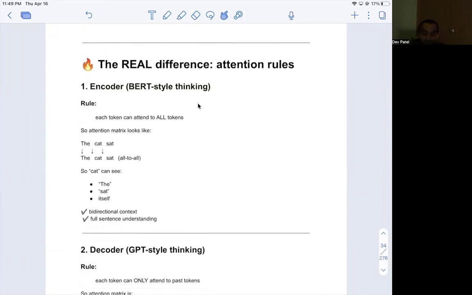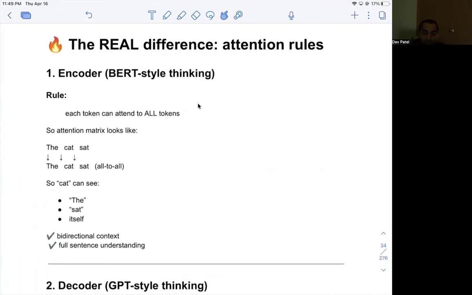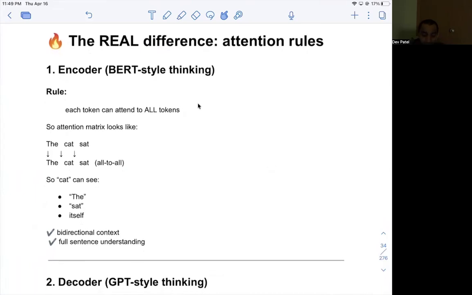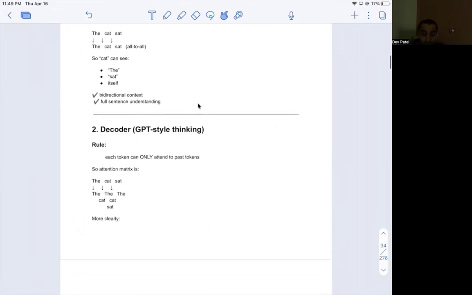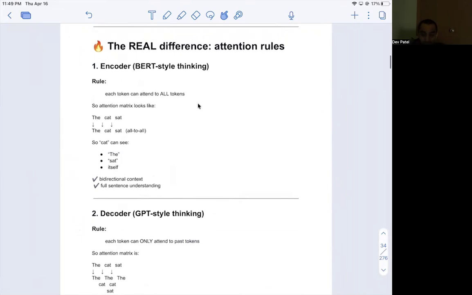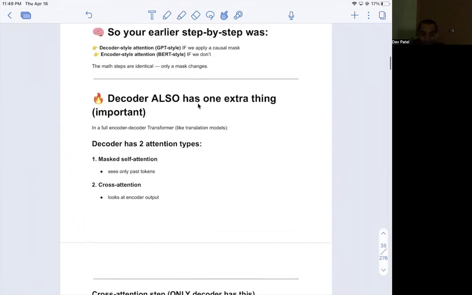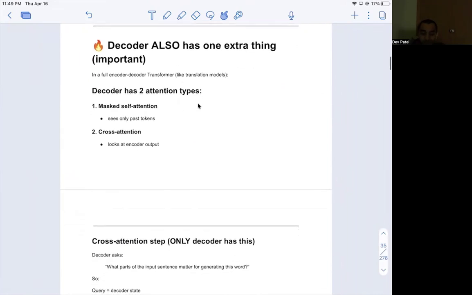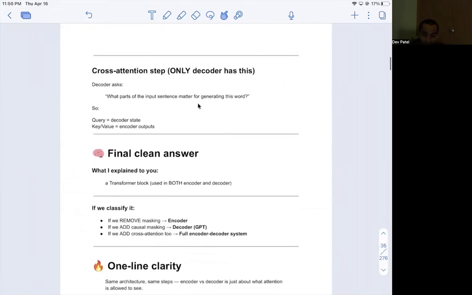In an encoder, each token can attend to all of the tokens, so it's bidirectional context. In a decoder, each token can only attend to past tokens. So this is similar to next token generation, and that's what LLMs are. They are merely next token generation sequences. The decoder uses masked self-attention and cross-attention, so it only sees past tokens.